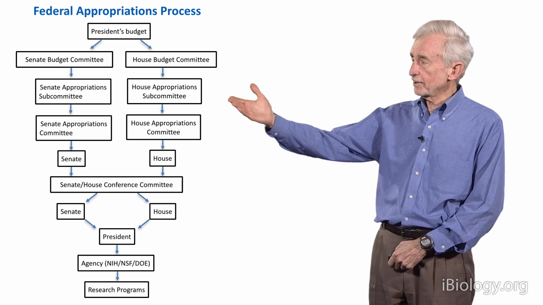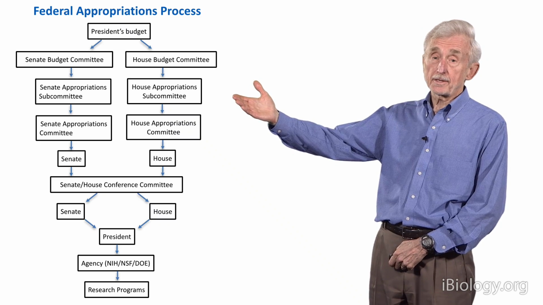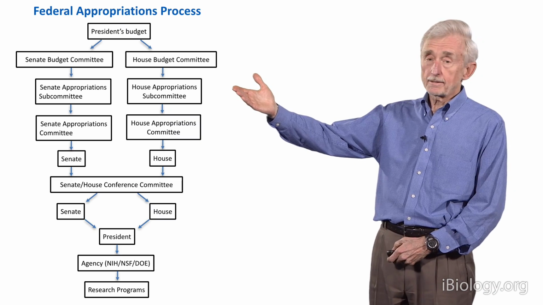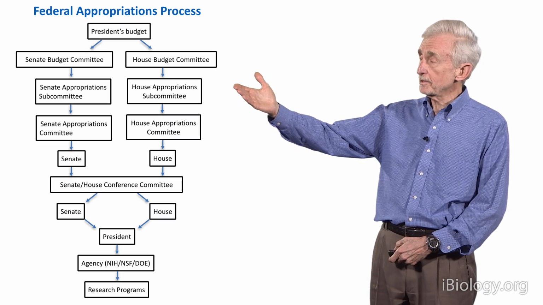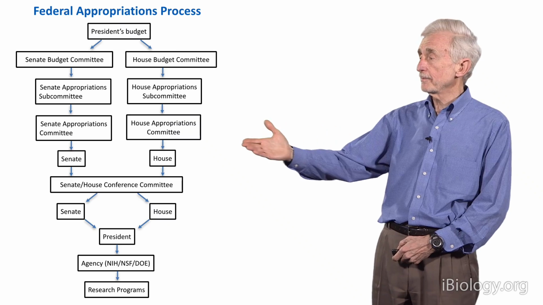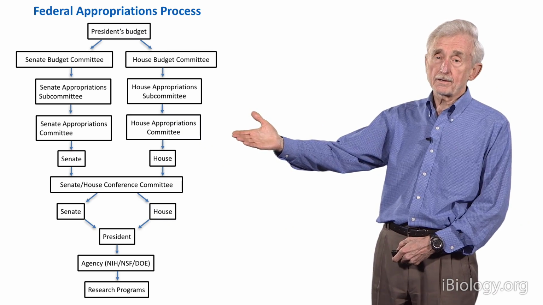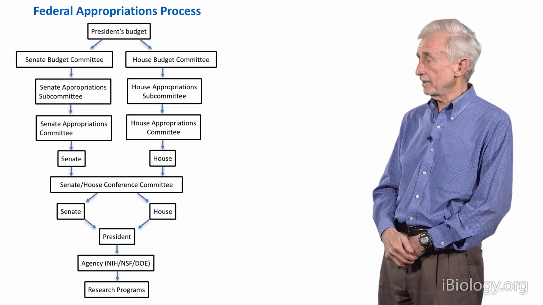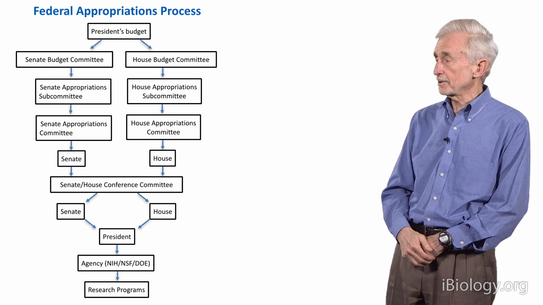Actually, the work is done by a House and Senate Appropriations Subcommittee, for example, that deals with the Department of Health and Human Services for the NIH. Then the entire House and Senate Appropriations Committees take the recommendations from all their subcommittees and come up with a proposal.